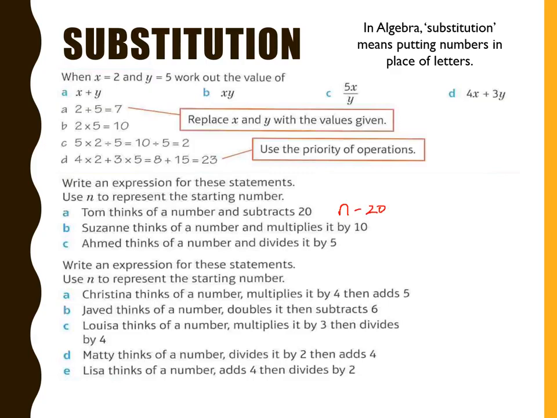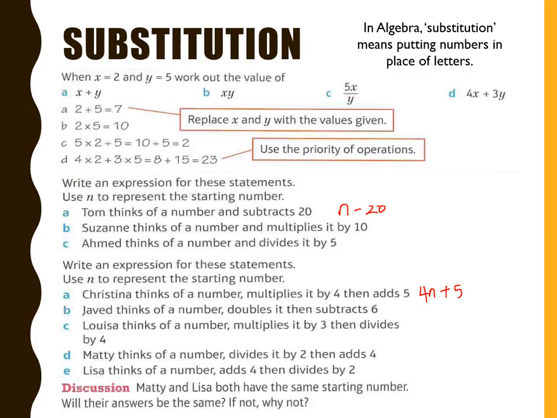And then this one, Christina thinks of a number, multiplies it by 4, then adds 5. Okay, from the algebraic notations that we've just done. So she's thinking of a number, n, multiplies it by 4. So I can write 4 there. Remember, the number comes before the letter. And 4n can be written down as 4 times n. And then she adds 5, 4n plus 5. Do the other 4. And then discuss.